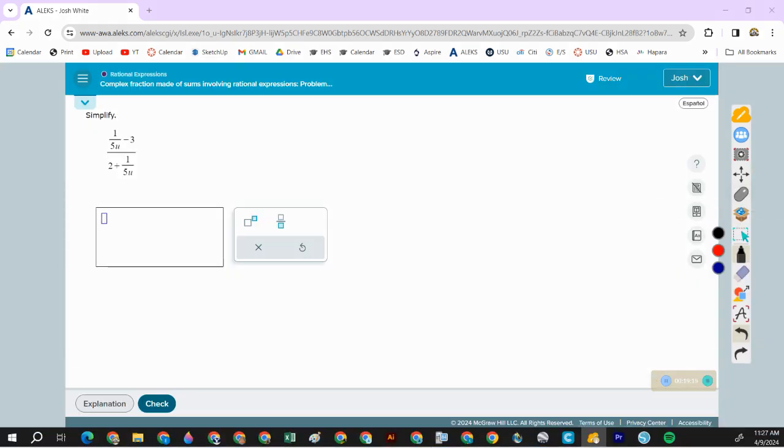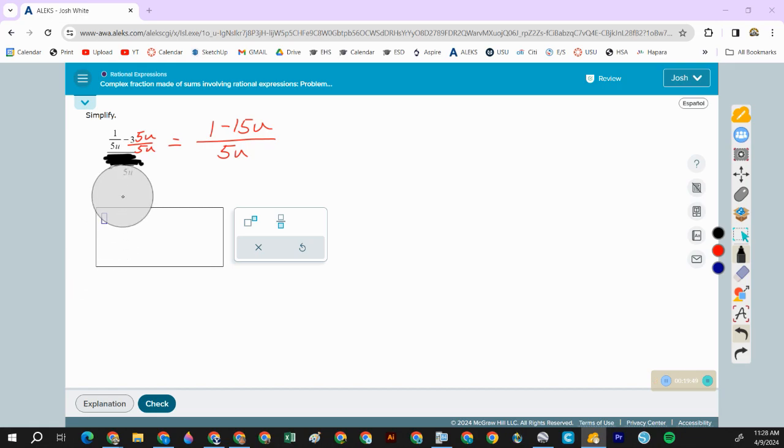Ooh, oh, this is ugly. Okay, let's just focus on the top. Okay, what will my common denominator be? 5u. So this needs a 5u over 5u. And that's going to give me 1 minus 15u over 5u. Everybody understand that?